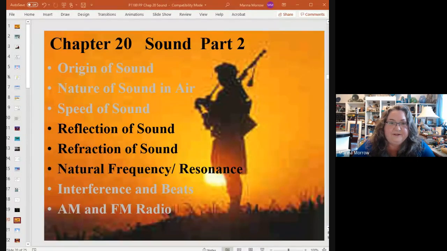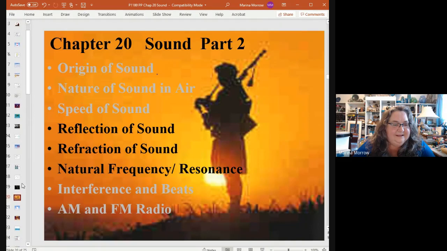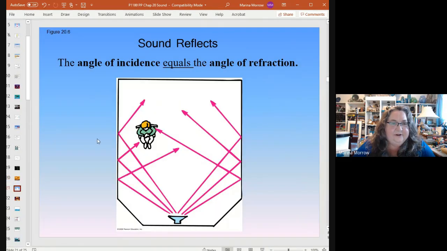Okay, for part 2, we're looking at the reflection of sound, the refraction of sound, and how natural frequency and resonance work. Okay, so let's go look at this. And so first of all, there is this idea that sound will reflect. We think of light reflecting, but sound reflects also. That's why we get echoes.